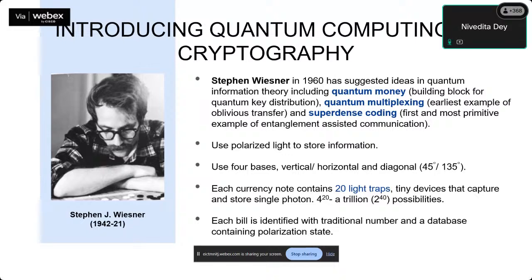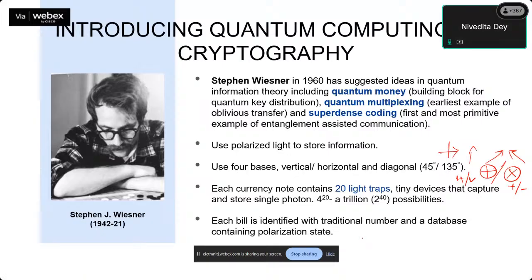So that is a tiny device that can capture and store a single photon. And each photon can be in any one of four states. Either it can be horizontal, or vertical, or 45 degrees, or 135 degrees. So in any of the directions, horizontal, vertical, likewise, it will have possibilities. So we call it either this basis or the plus-minus basis. This is the horizontal-vertical basis, and this is the plus-minus basis. But in total, there can be four different states.